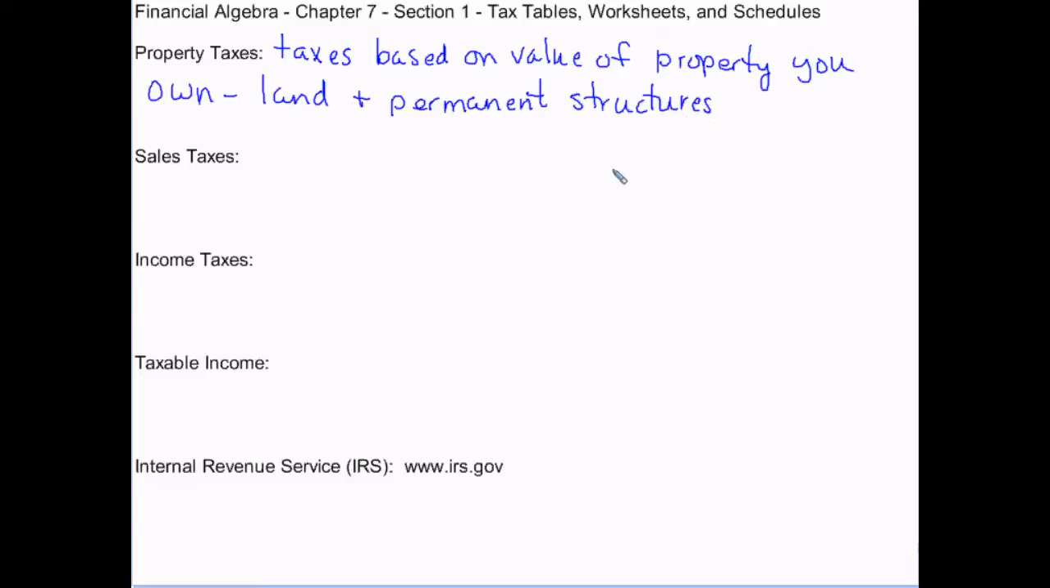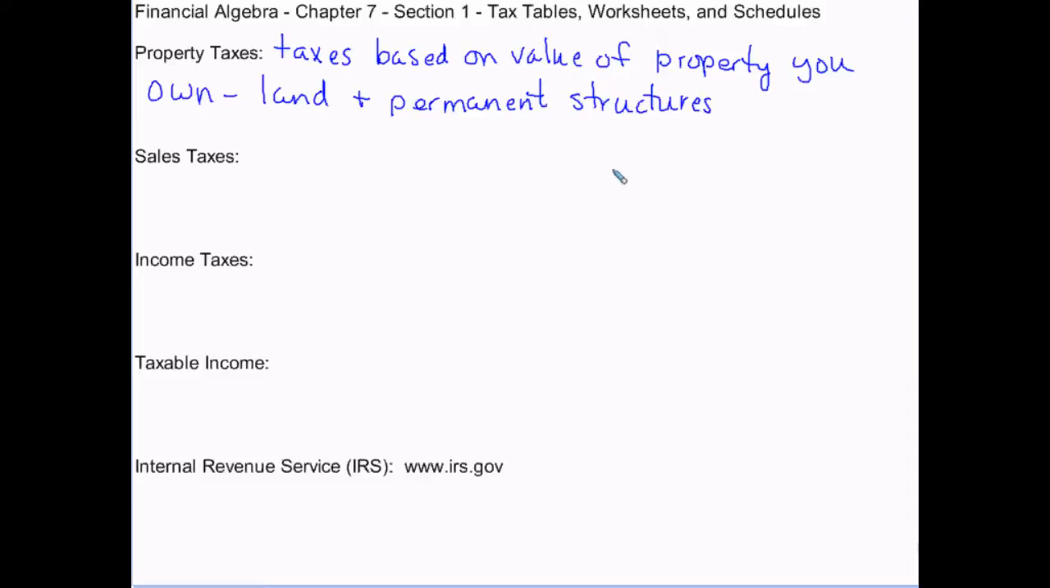Okay, so if you own land and it has a mobile home on it, the mobile home does not qualify into the value of your property. A mobile home is considered personal property and you have to pay a different kind of taxes on that. Actually, you register them kind of like a car and you pay an annual registration fee. But it's not considered to be what's called real property, and real property is land and permanent structures. So a house with a foundation built into the ground.